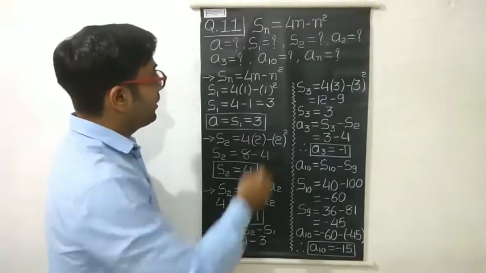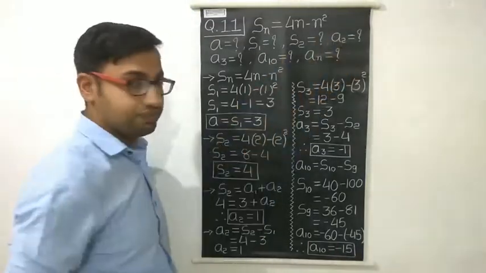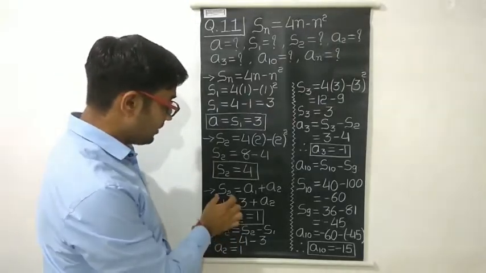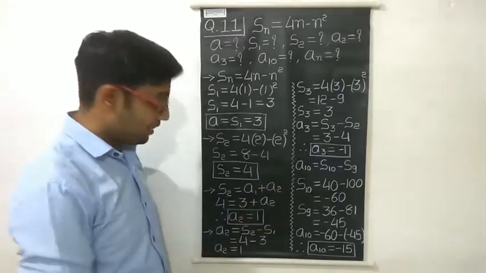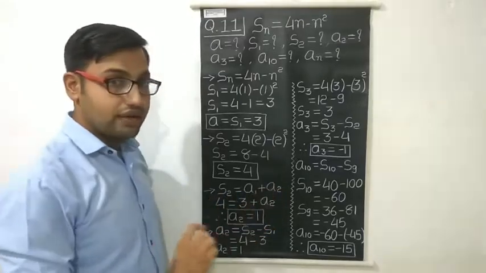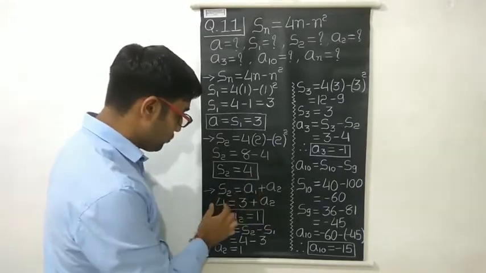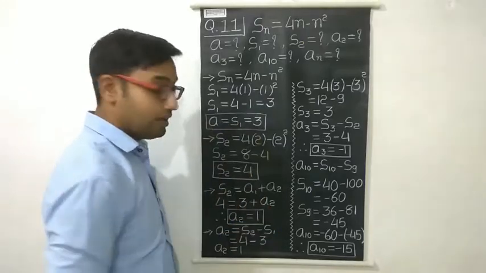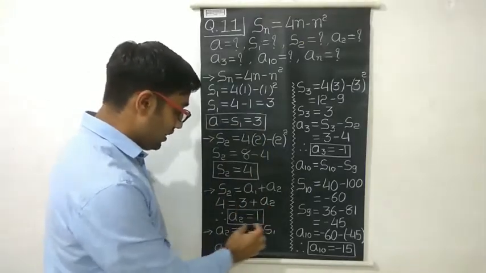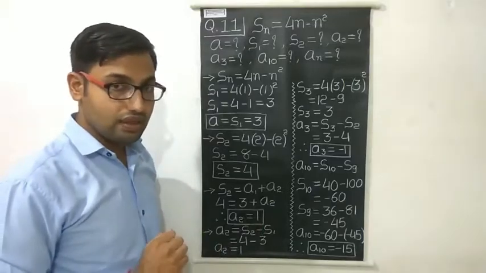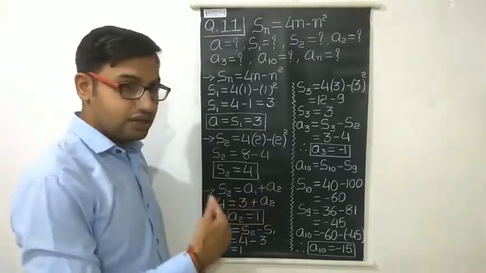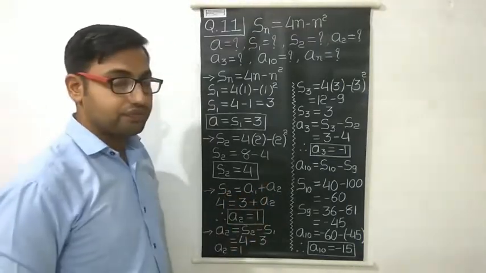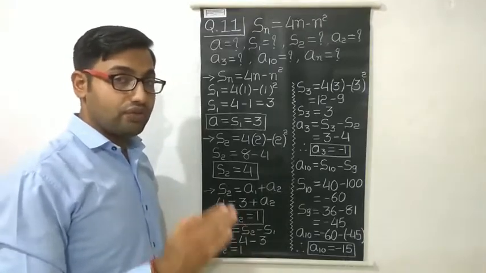Now, how to find the value of the second term? Right? So the second term value we can get as S2 is what? The addition of the first two terms. So S2 is equal to A1 plus A2. Now we have the value of S2, that is equal to 4. The value of A1, that is A, is 3, and A2. Take this 3 to the left hand side, we get A2 is equal to 1. Right? So using the sum formula, A1 plus A2 is equal to S2, we can find the value of the second term. In another way also we can find the value of the second term.